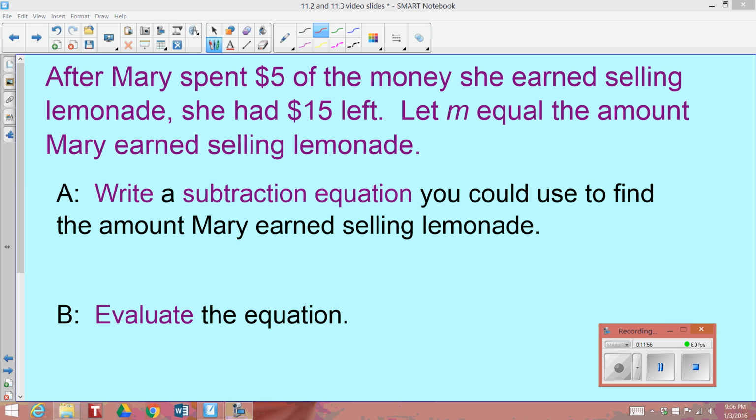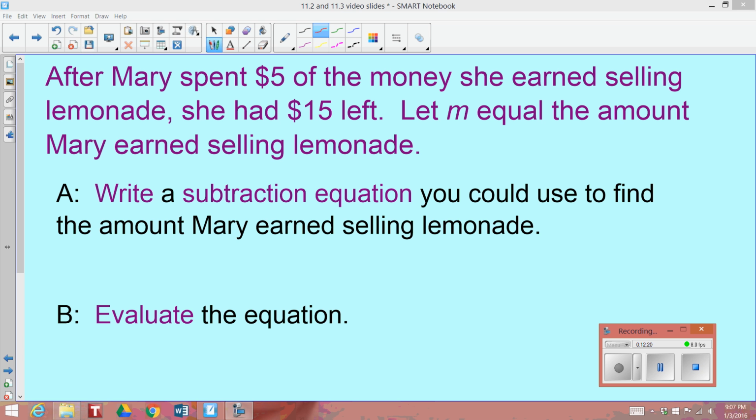Okay, here's a real life situation that probably some of you have been in, actually. After Mary spent $5 of the money she earned selling lemonade, she had $15 left. If you let M equal the amount of money Mary earned selling lemonade, can you write a subtraction equation in order to find out the amount Mary earned selling the lemonade?